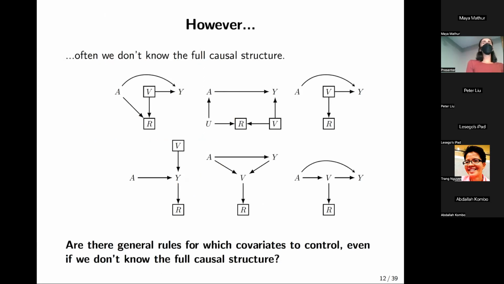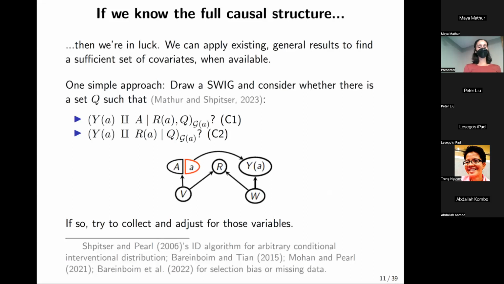Okay, the problem is often we don't really know the full causal structure. Yeah, please. Yeah, no, you're not missing anything. That's exactly right. So it's indexed by A exactly because of situations where it could be affected by A. In this particular SWIG, this node R would be equal to R of A because it's not affected by A. But you're exactly right. If it were affected by A, we actually would have to depict that, and it would change the conditions we're checking.